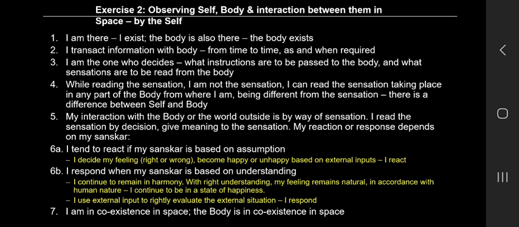With this, I can see that I read sensation in conjunction with my sanskar. So I am reading sensation, reading the world outside through sensation. So my sanskars are involved in it. So if my sanskars are based on assumption, I may react. If my sanskars are based on knowing, understanding, I will respond to sensation. I will respond to the world outside.